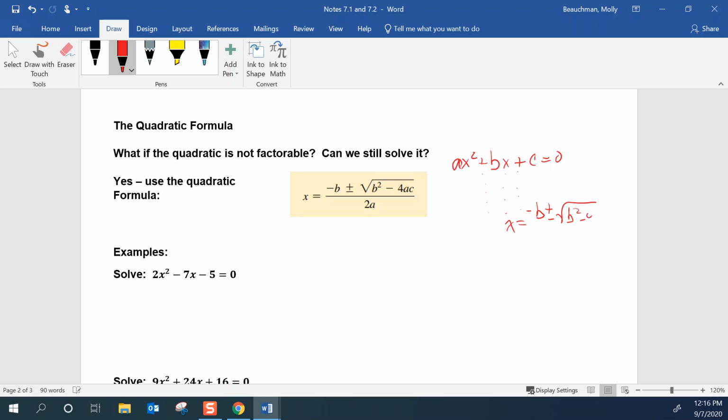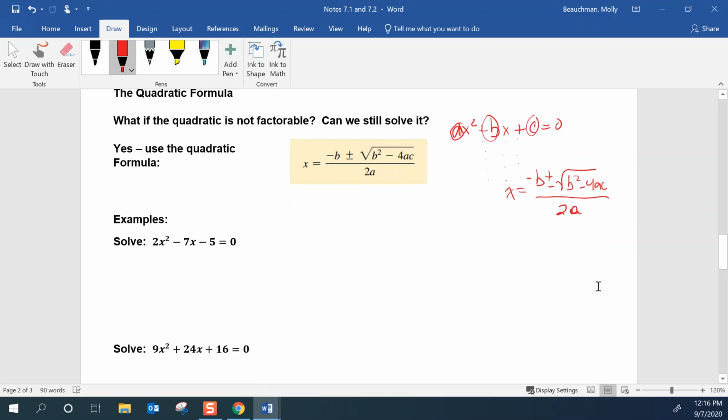Notice it's in terms of a's, b's, and c's, which are the numerical coefficients of your x squared, your x term, and your constant. So if we know what a, b, and c are, we can substitute them into this formula and then use order of operations to simplify. It works for every quadratic. So if you're not very good at factoring, the quadratic formula always works. So let's see how it works.